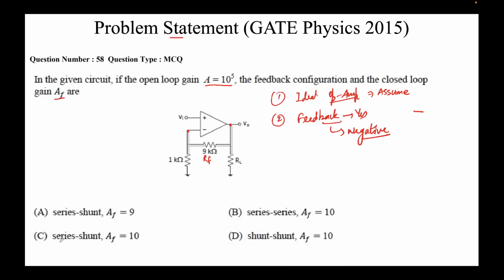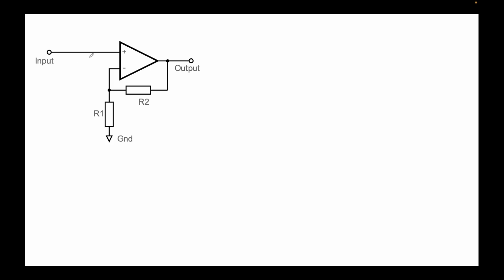So let's see. So this is not correct. So okay, these three options, all of them have AF as 10. Now the next thing we need to find is the feedback configuration. Now the problem asks us to analyze a non-inverting negative feedback amplifier.